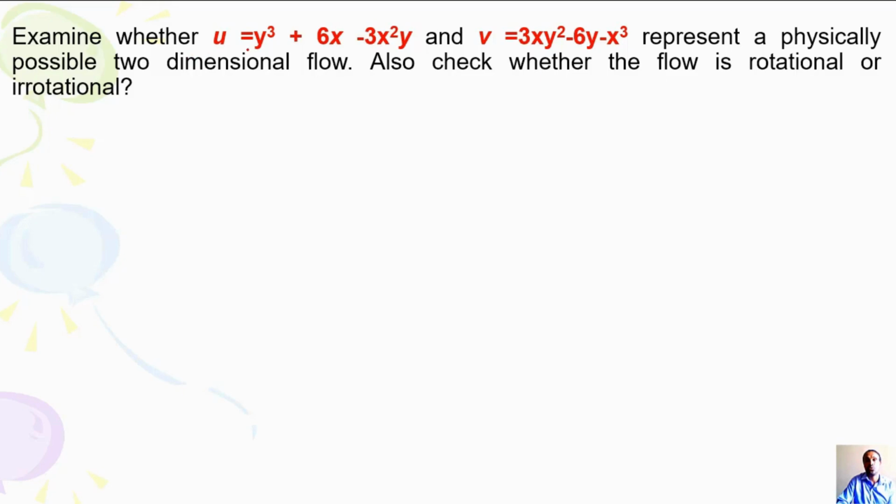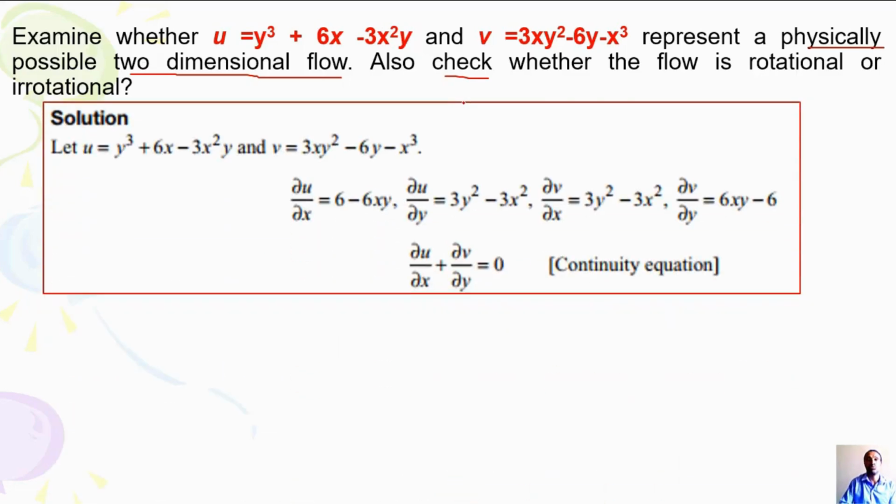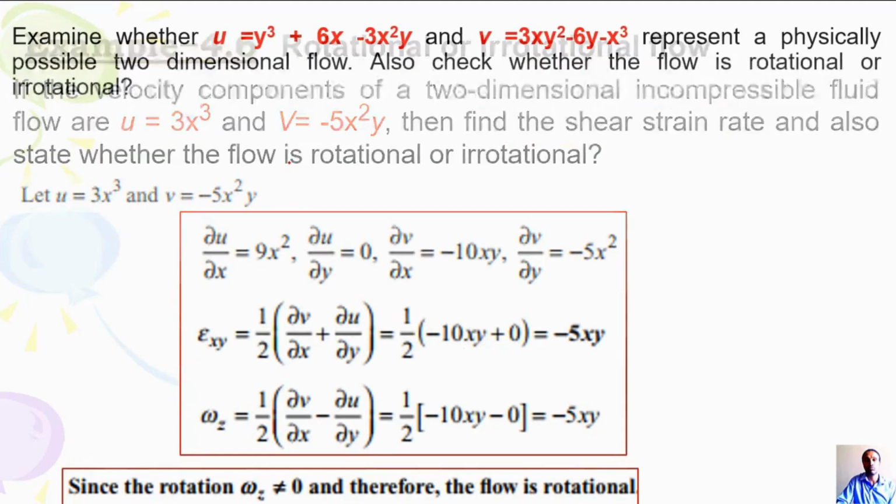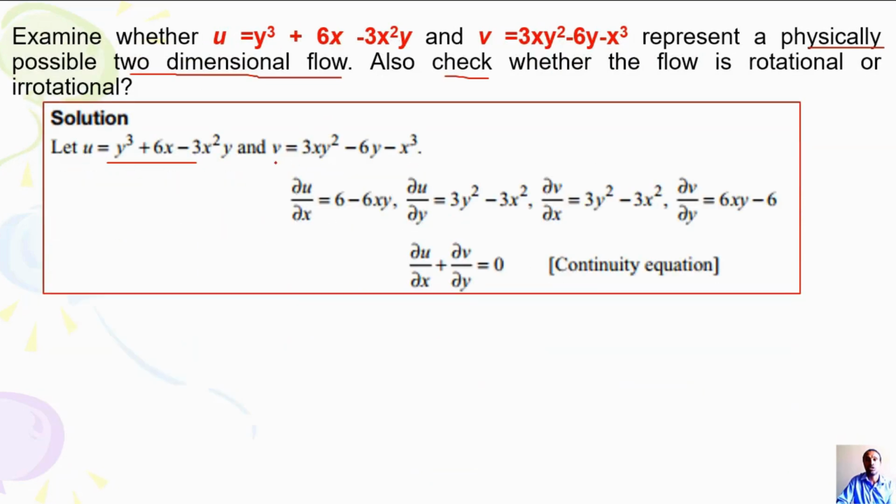Examine whether u equals y cubed plus 6x minus 3x squared y and v equals 3xy squared minus 6y minus x squared represent a physically possible two-dimensional flow. Also check whether the flow is rotational or irrotational. Let us see the solution. You have to go with the same approach. You have the u function, then the v function, then differentiate.